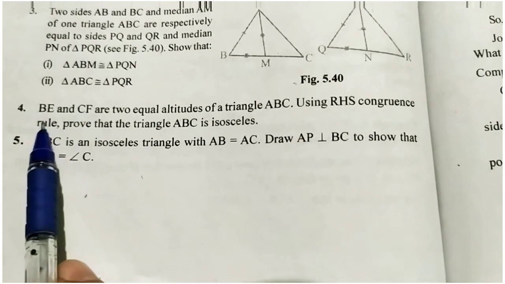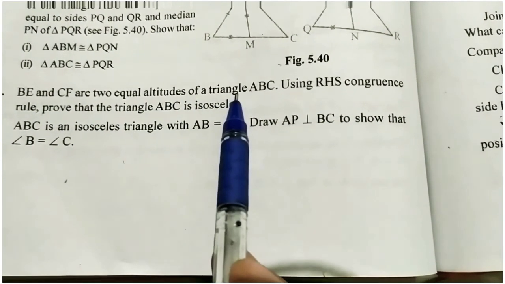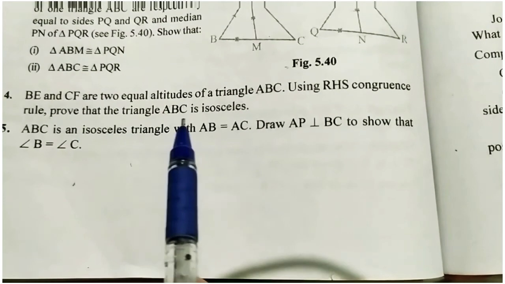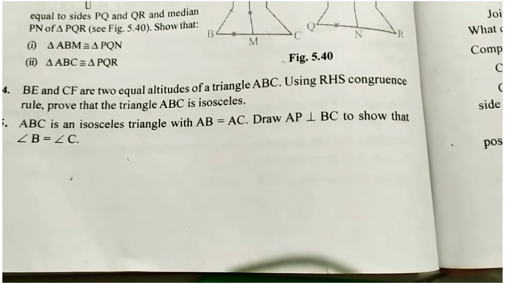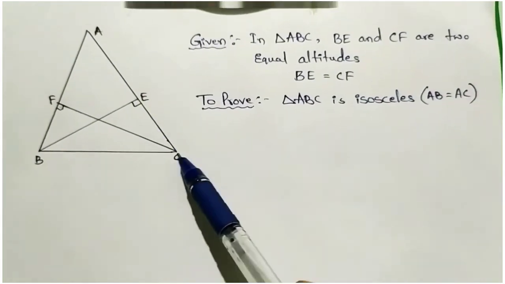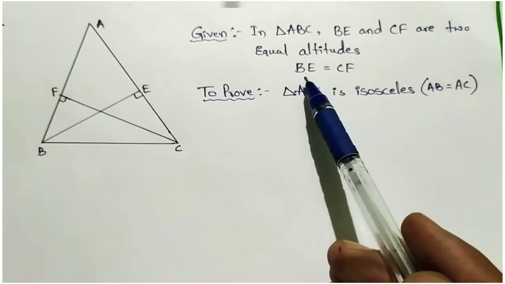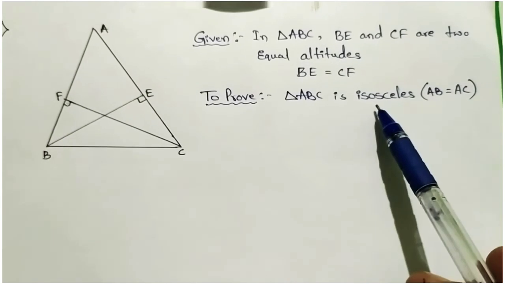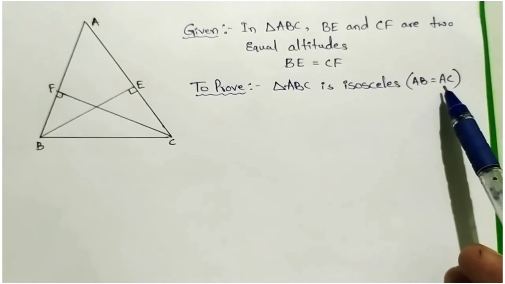Now fourth question. BE and CF are two equal altitudes of a triangle ABC. Using RHS congruence rule, prove that the triangle ABC is isosceles. Okay, so you have to draw the diagram. So here is the diagram ABC, and BE and CF are the two altitudes. They gave equal altitudes, so BE equal to CF. And we have to prove triangle ABC is isosceles. Isosceles means two sides will be equal, means AB equal to AC we have to show.